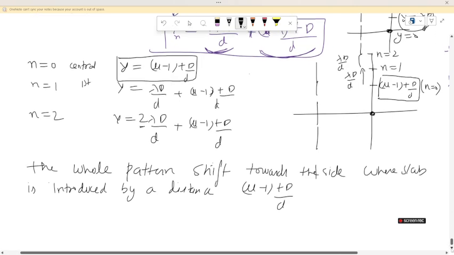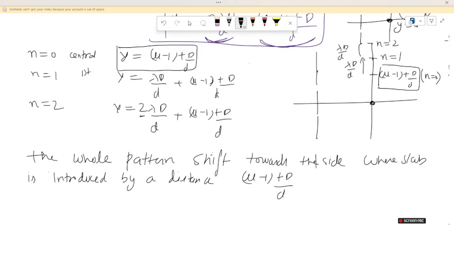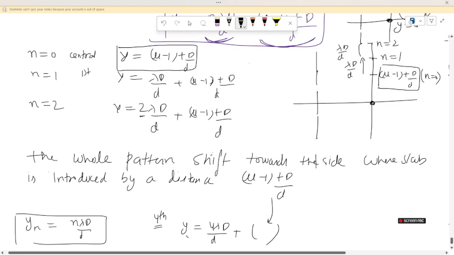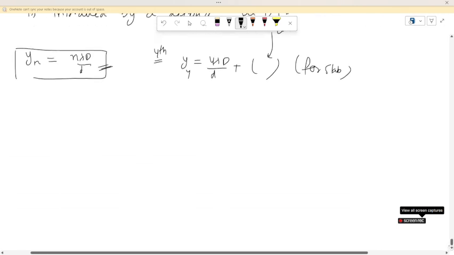So this you can learn. The normal formula for maxima is n lambda D by d. If we have to calculate the fourth maxima, we put 4 lambda D by d and just add this value. So you will get the location of the fourth maxima when the slab is introduced. Without the slab, this was the answer. Similarly, you can calculate for minima as well.